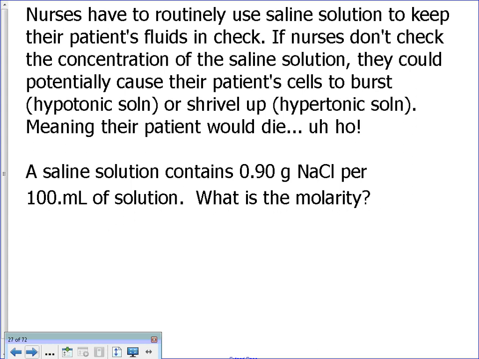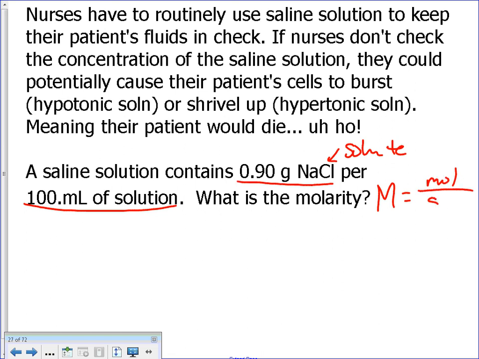All right. A saline solution contains 0.9 grams of sodium chloride. What is sodium chloride in our solution? Solute, good, per 100 milliliters of solution. What is the molarity? So again, what are we looking for? Moles over liters of solution. Moles of sodium chloride over liters of solution.